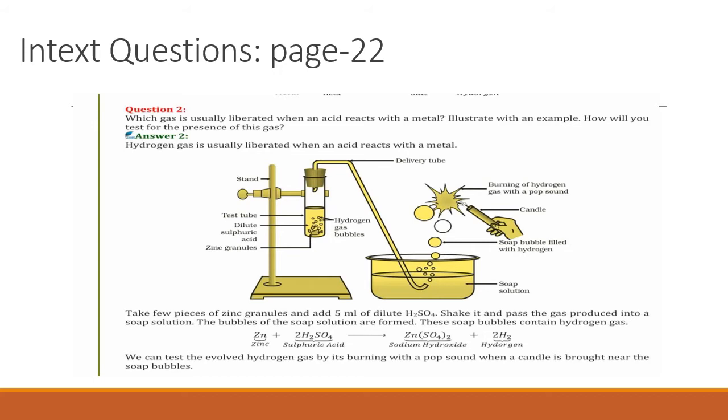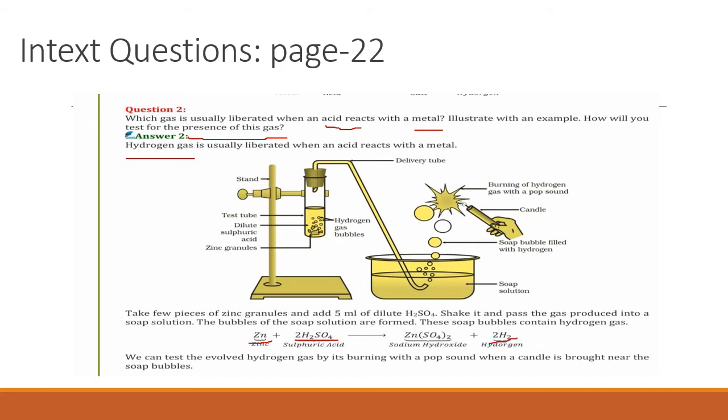The question is from page 22, question second. Which gas is usually liberated when an acid reacts with a metal? Illustrate with an example. How will you test for the presence of this gas? Children, the gas liberated when an acid reacts with a metal is hydrogen gas. This you can see here in the experiment: when we add zinc metal to sulfuric acid, the products formed will be zinc sulfate and hydrogen gas.